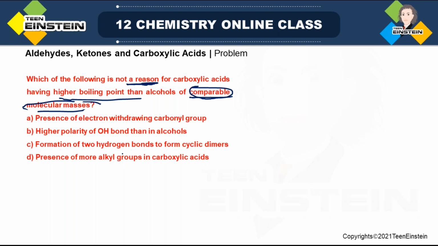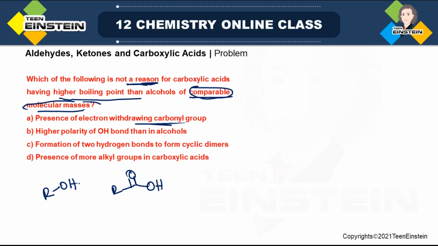Fine. Now look at the options. We have to find that statement which cannot be a reason for its high boiling point. The first option is saying presence of electron withdrawing carbonyl group. Now alcohol is ROH, and when I am saying carboxylic acid, it is RCOOH.